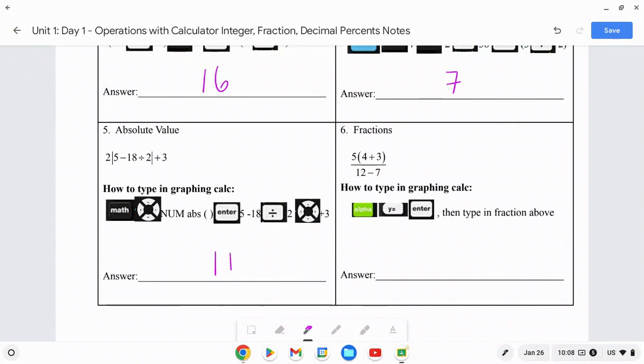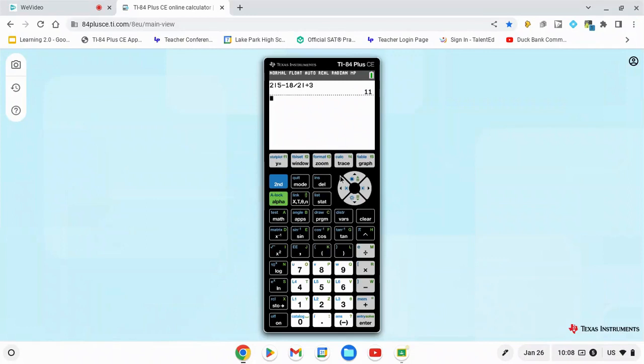Okay, next thing we're going to talk about is how to type a fraction into your graphing calculator. So go back to the graphing calculator. I'm going to clear everything out. And then if I want to get a fraction in the calculator, you can click on this green alpha button, and then you can click on the y equals button. This is going to bring up the fraction menu.